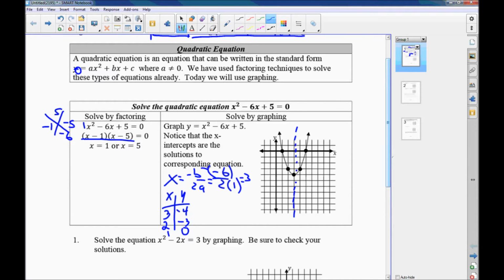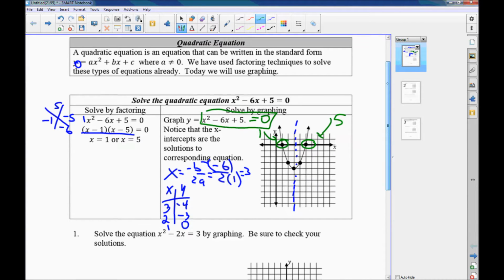Now, you say, well, we're trying to solve this. The answers for solving are the place where our parabola crosses the x-axis, because that tells us what x would give us a y value of 0. So we're looking for what x's give us a y value of 0, and those are going to be the places where it crosses the x-axis, and it crosses at 5 and at 1. So to solve a quadratic equation by graphing, we just need to graph the function and find the place where it crosses the x-axis.